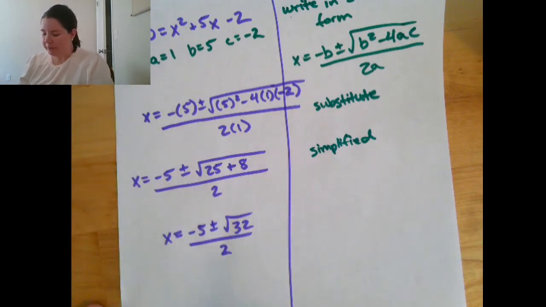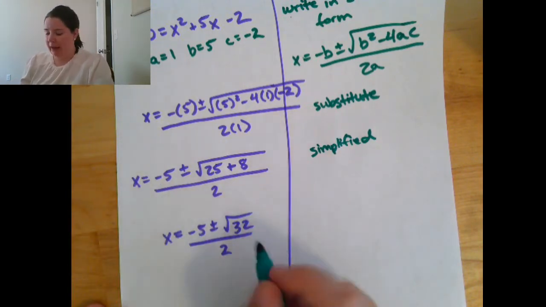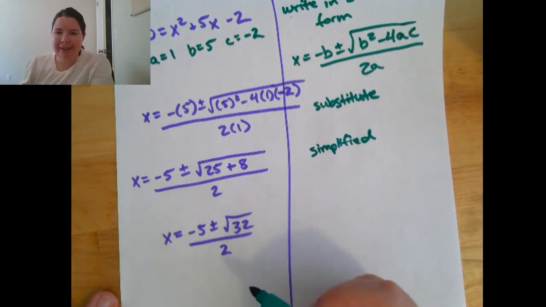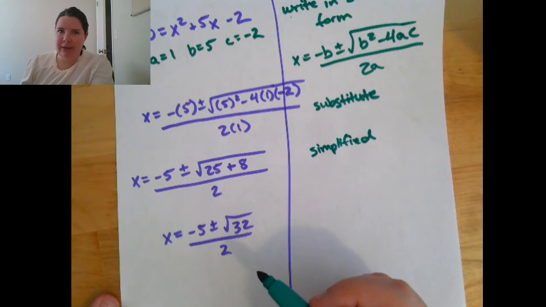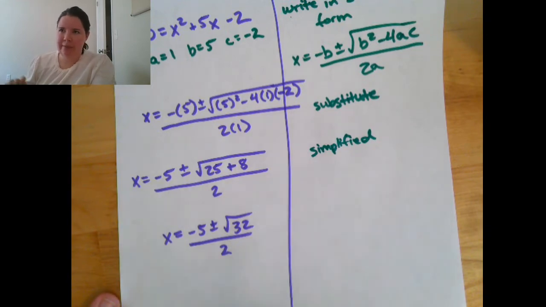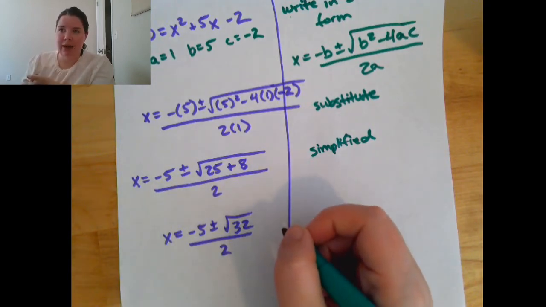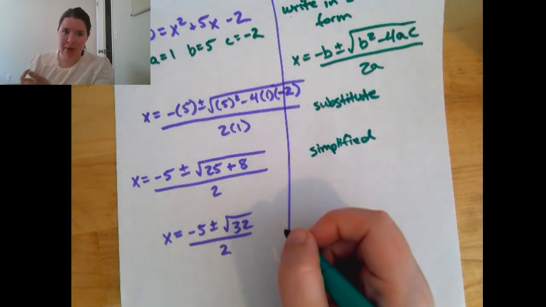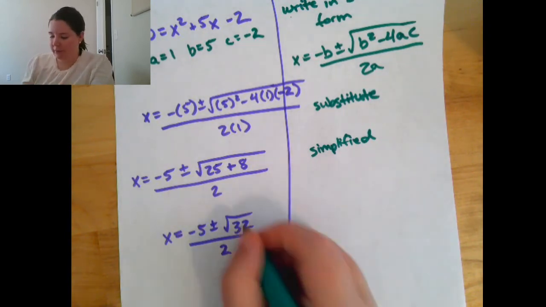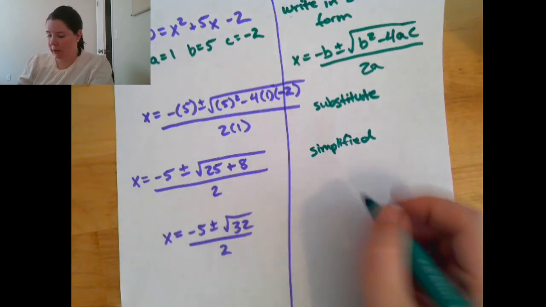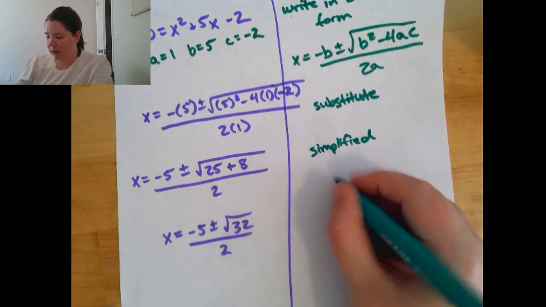And typically in Algebra 1, if you stopped here, I would still give you full credit. I'm going to take it a step further though, because with your Apex program, I imagine you have to type it in completely simplified in order for the computer to recognize that you got your problem right. So, simplifying a radical. I demonstrated this in an earlier video, so I'm going to do it a little bit quicker here.